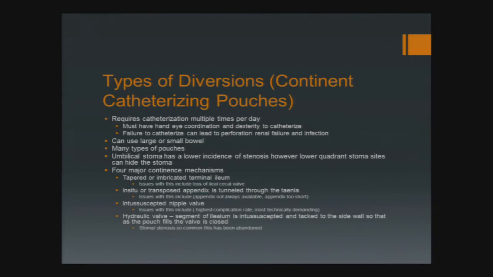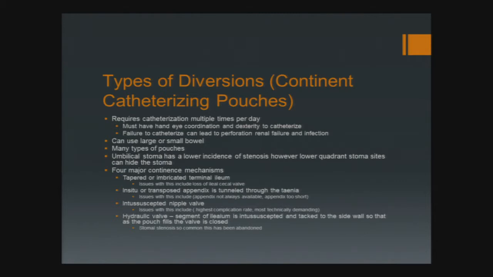There are also continent catheterizing pouches, which are the continent diversion we perform most often here. It requires catheterization multiple times a day. Obviously, patient selection has been a huge theme. It's very, very important. But failure to catheterize can obviously lead to renal failure, recurrent infections, and pouch failure. You can use large or small bowel. There are many different types of pouches.